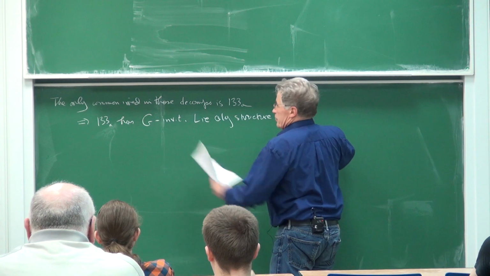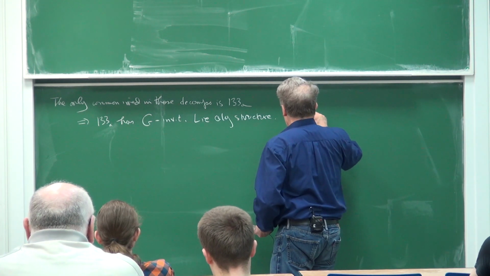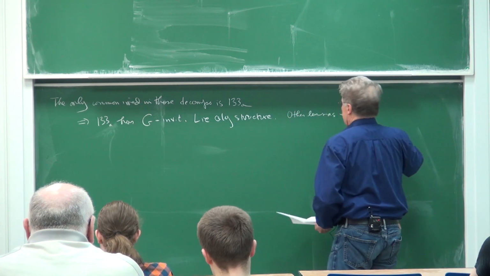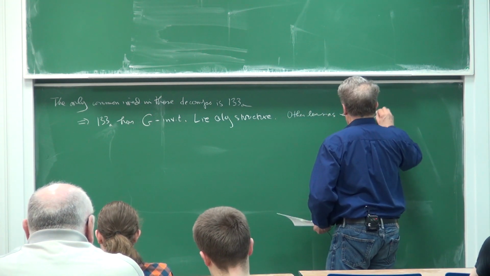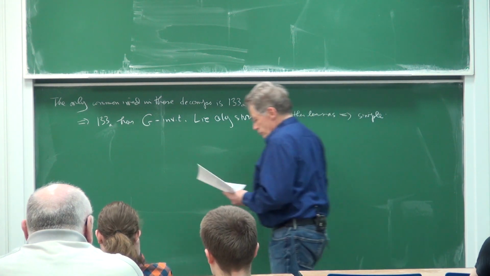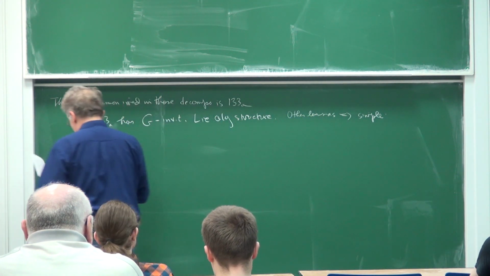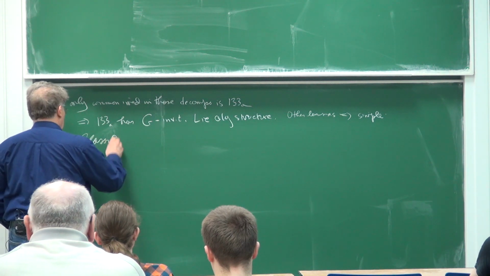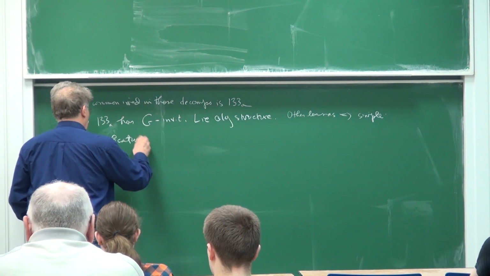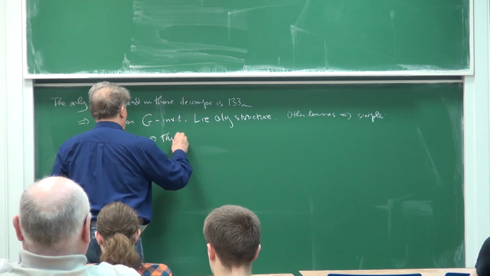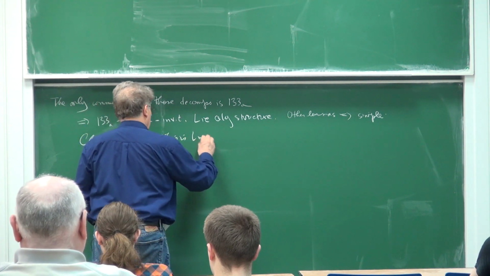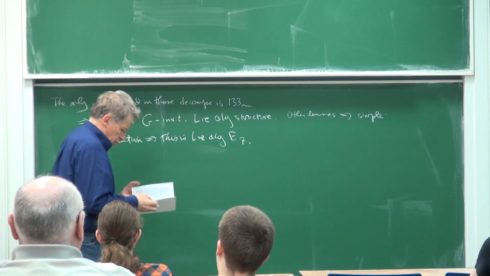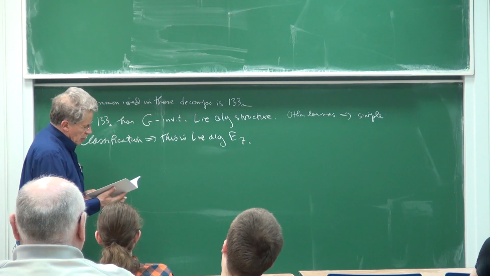And other lemmas in that list of elementary ones imply that this is a simple Lie algebra. And the classification implies this is the Lie algebra of type E7.